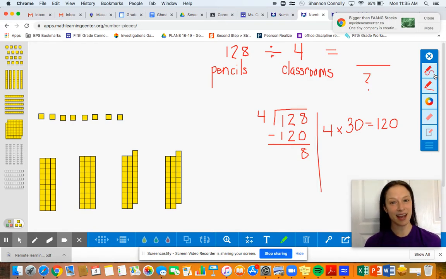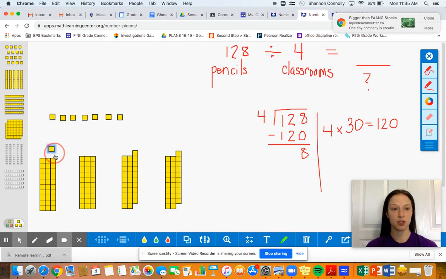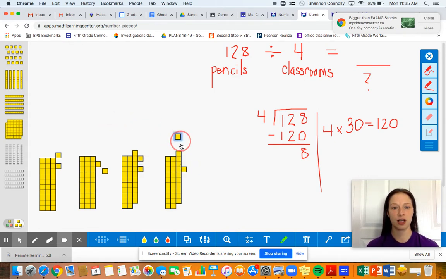And I think at home you're probably thinking, I know what to do, because we're using what we know about multiplication. So I say to myself, I have 8 pencils left. I have 4 classrooms to split it between. And I know that 4 times 2 is 8. So I'm going to go ahead and give 2 more pencils to each classroom. And don't worry about where they're sticking. They just like to stick to each other.